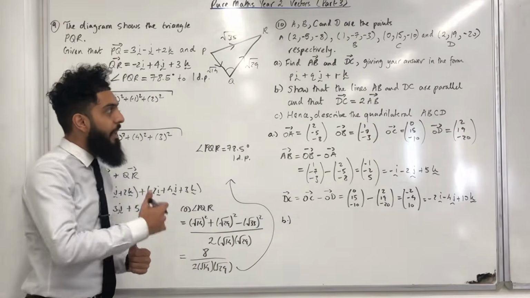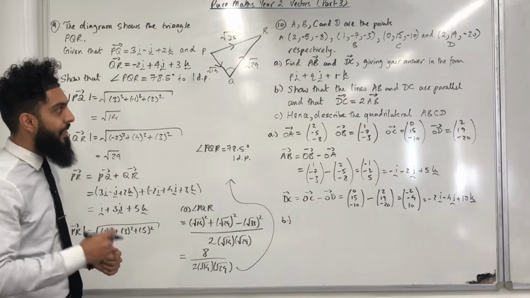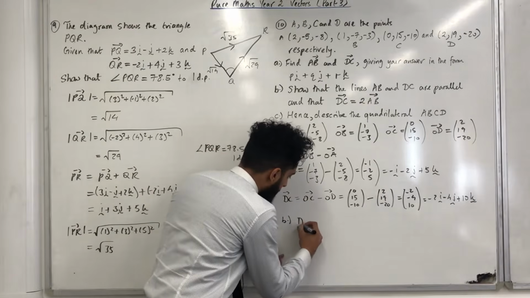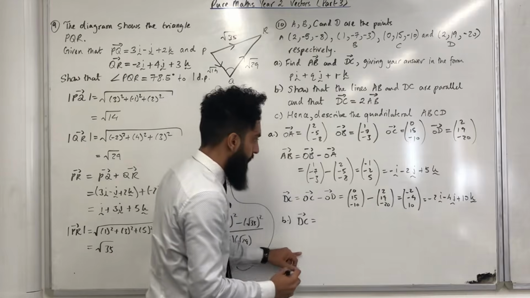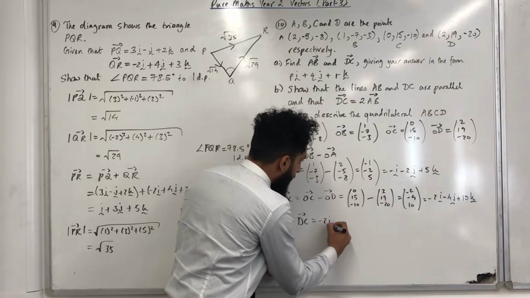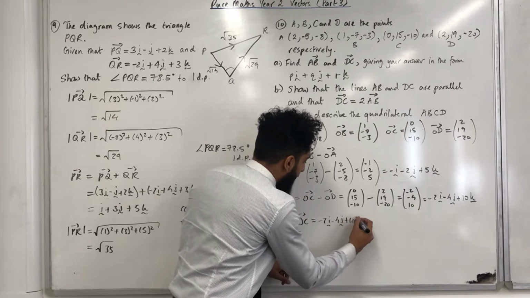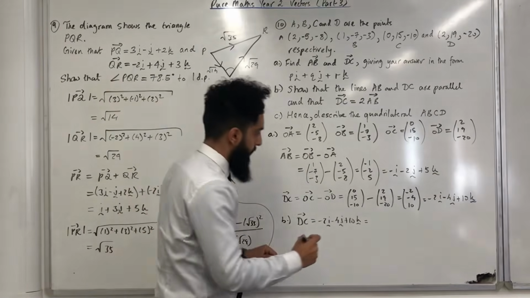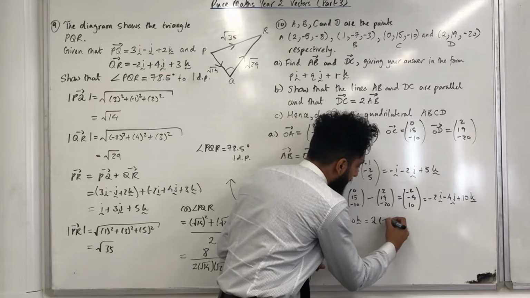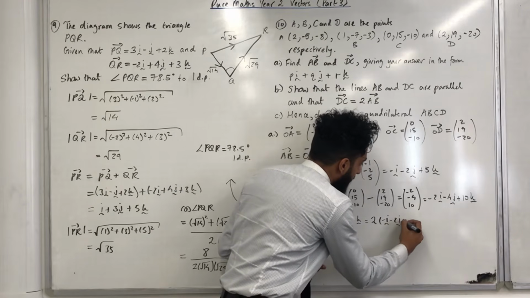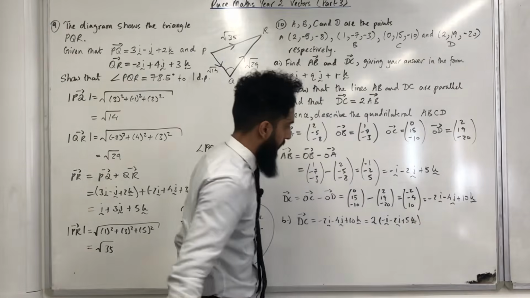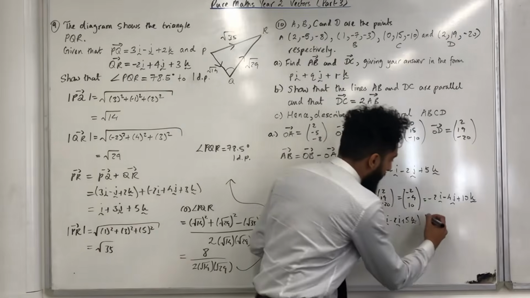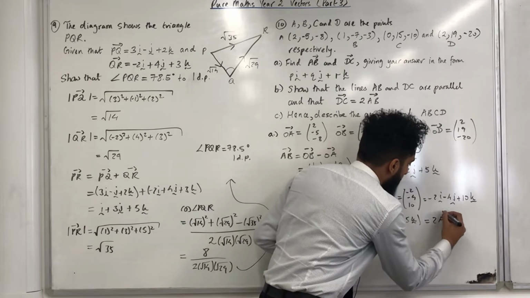Show that the lines AB and DC are parallel and that DC is equal to lots of AB. So DC is just the vector -2i - 4j + 10k. But this vector over here is just two lots, I repeat, two lots of the vector -i - 2j + 5k. That vector over there is just the vector AB. So we have two lots of the vector AB.